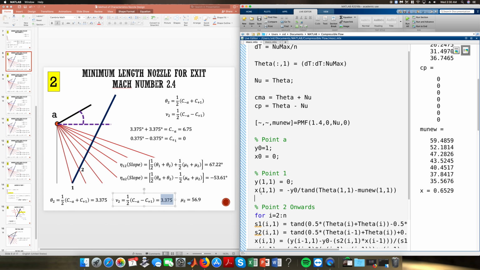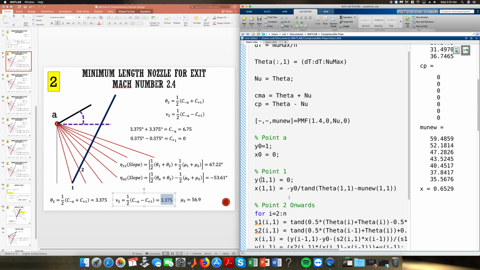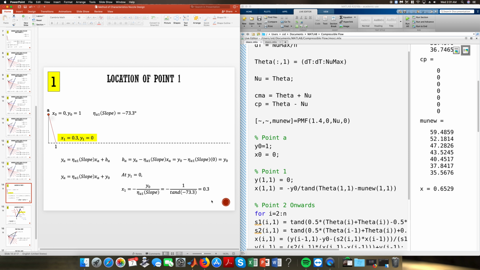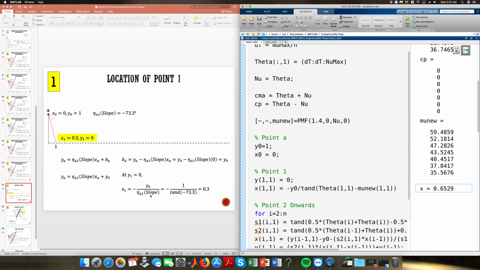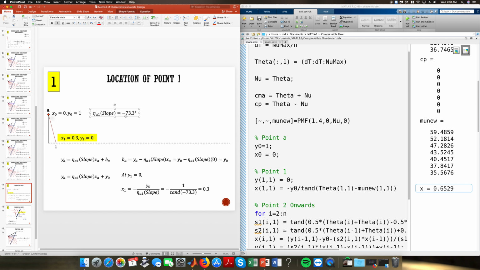Now I broke it down to point 1 and point 2 onwards, just so that you can understand it a little better, right? Point A is pretty simple. Let's look at point 1. So for point 1, I'm basically automating this right here, right? I know my y1 is 0, and my x1 is 1 minus the slope. And the slope was about minus 73.3, but I wanted to program this so that it takes in whatever value that I put in, right?